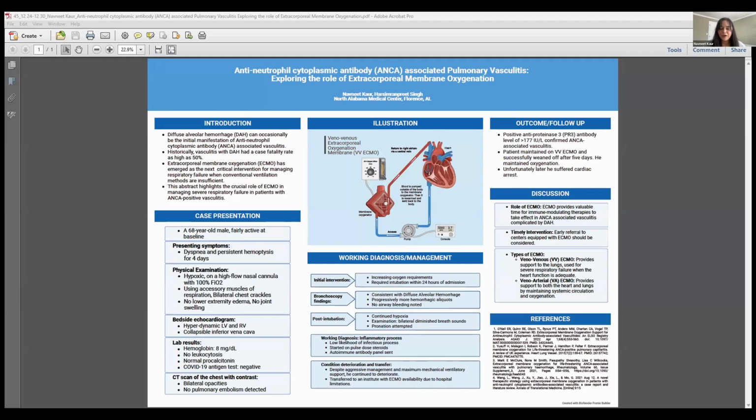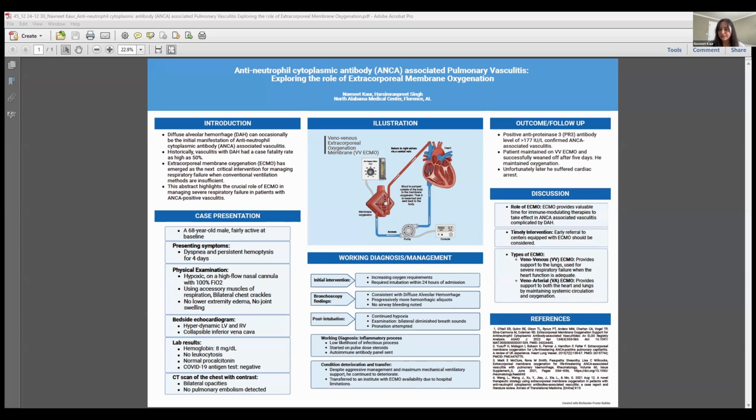I'm going to be talking about anti-neutrophilic cytoplasmic antibody-associated vasculitis and what is the role of ECMO in this disease. I came across this case in my second year, and Dr. Harsimranpreet Singh was my senior, and he assisted me in this poster. Just a brief introduction before I start my case.